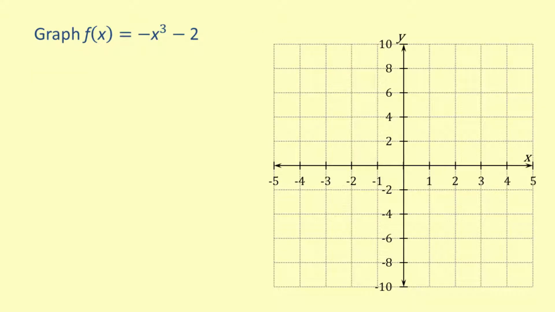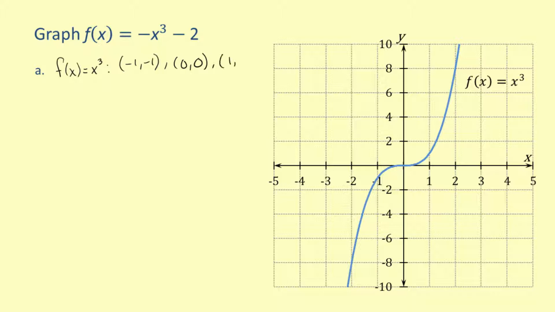Now that we know more about power functions, let's try graphing an example. We'll graph the function f(x) = -x^3 - 2. Let's start by looking at the graph of f(x) = x^3. From the table, we know this graph passes through the points (-1, -1), (0, 0), and (1, 1).